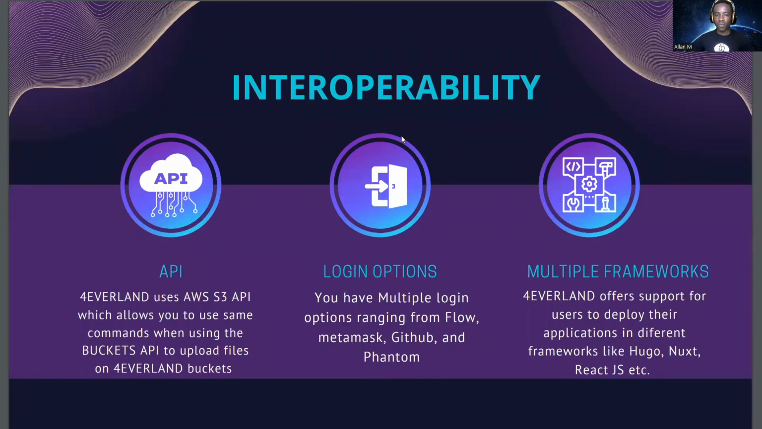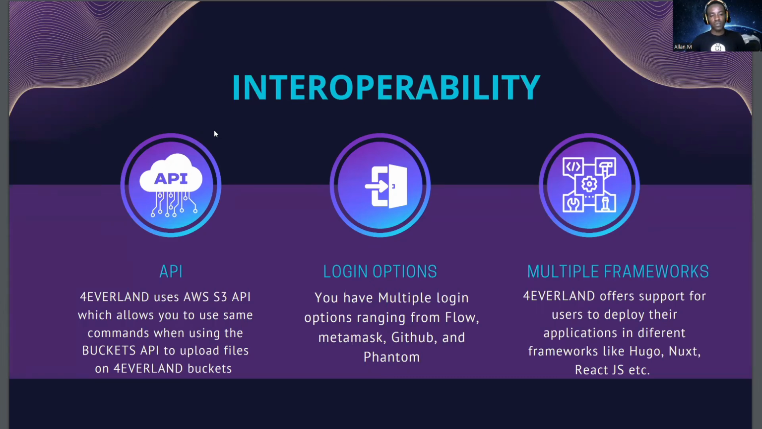So one thing we're going to look at with 4EVERLAND is interoperability. Interoperability basically means the ability of two different computers or systems to exchange or share information between each other. In this case, there are three major aspects of interoperability with 4EVERLAND: the buckets API, the login options, and the multiple frameworks.